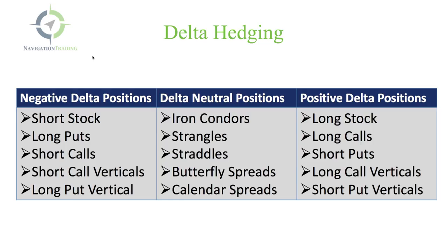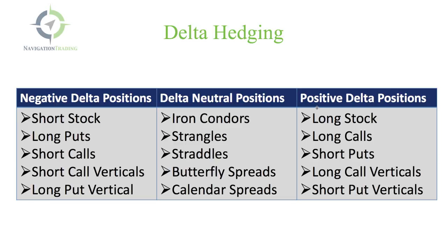Let's take a look at some of the different positions and how the delta or direction of these positions is affected. On the left, I'm showing some examples of negative delta positions. Some examples of that would be short stock. If you're shorting a stock, you want that stock to go down. You benefit from that stock going down, and so that's a negative delta position. Long puts: if you buy a put, again, your directional bias is to the downside. If price goes down, your position is going to benefit. Short calls, short call verticals, and long put verticals are all short bias or negative delta positions.